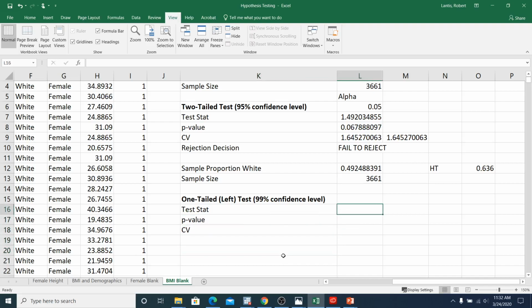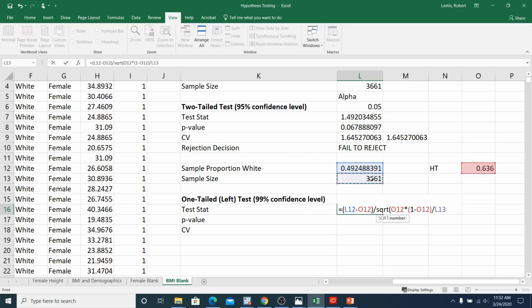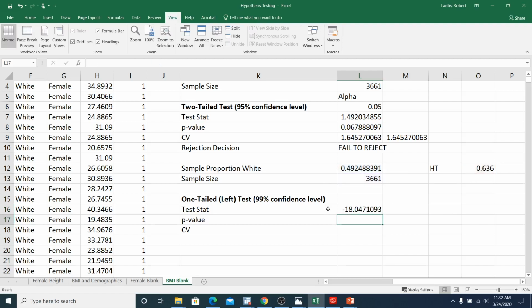So my test statistic will be: take my sample proportion, subtract the assumed true proportion, divide by the square root of the assumed true proportion times 1 minus that assumed true proportion, divided by my sample size. Okay? I'm just using Excel to be a calculator for me here, and I have all these values. I can take them out to whatever decimal I want. I don't have to worry about rounding. So now I've got my test statistic.